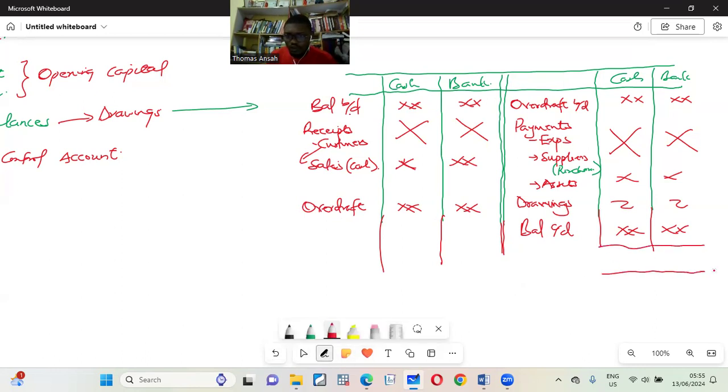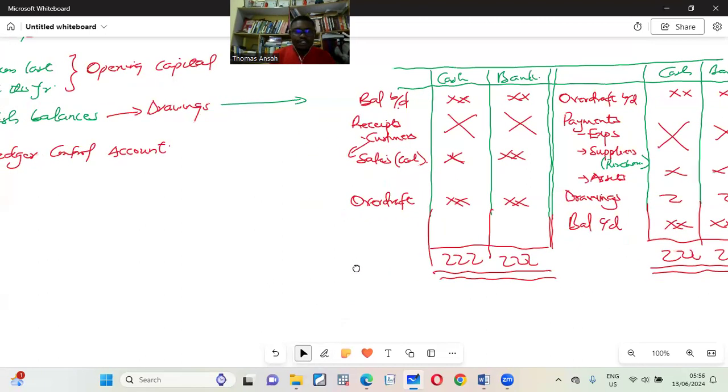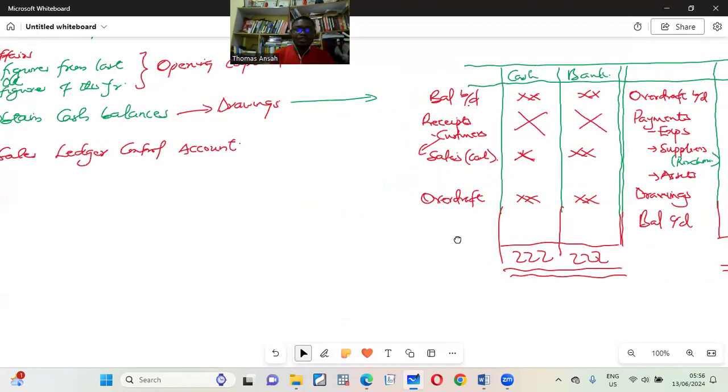The purpose of doing this one was to find the cash balances. So that is what we have done. It will give us our balances. If the balances are already given, then the missing figure can be drawings or receipt from customers, or a further cash sale. So basically that is how you draw your cash book.